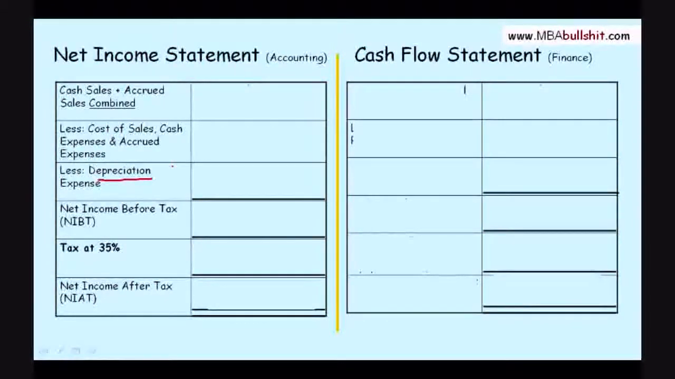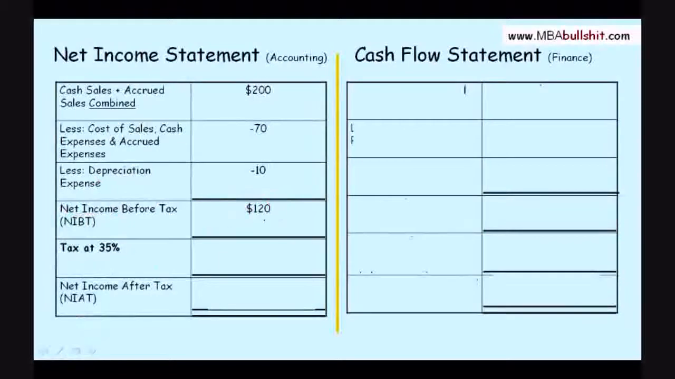Let's try it right now. Let's say you had cash sales and accrued sales combined of $200. Let's say you had cost of sales, cash expenses, accrued expenses and accrued cost of sales of $70, and you also had depreciation expense of $10. We can now compute your net income before tax of $120. This is how much you earn before tax, and this is considered your net income. Take note that this $120, some of it is in cash, and some of it might be accrued, meaning you did not get the cash yet.